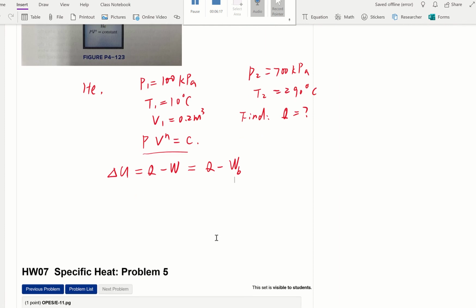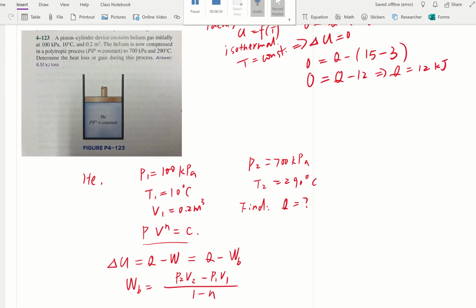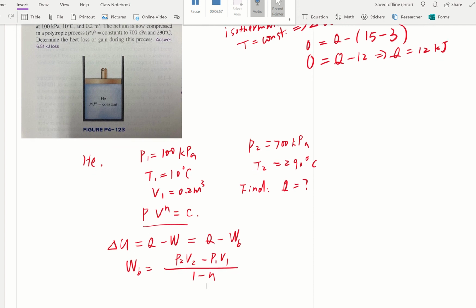Now let's get back to thinking about what the boundary work is for a polytropic process. You notice all those thermodynamics concepts start to connect together now. Boundary work for a polytropic process is going to be equal to P2 V2 minus P1 V1 over 1 minus n. You can look at the previous video on polytropic process boundary work. Now, do we have n? Does this problem give us n? We don't even know n. So first we need to find n, and we need to know how to find it. And we don't know V1 or V2 either, right? So there are a few things we need to solve.